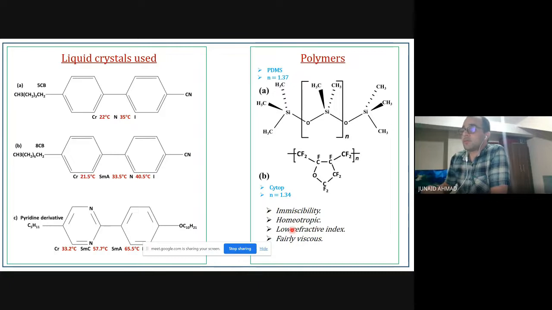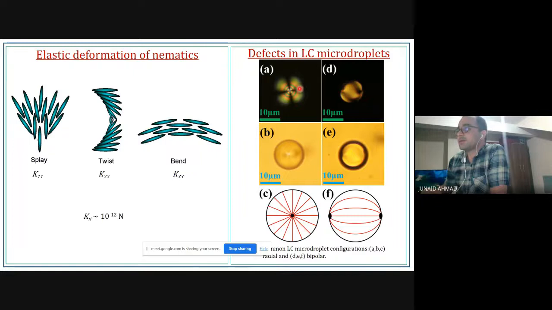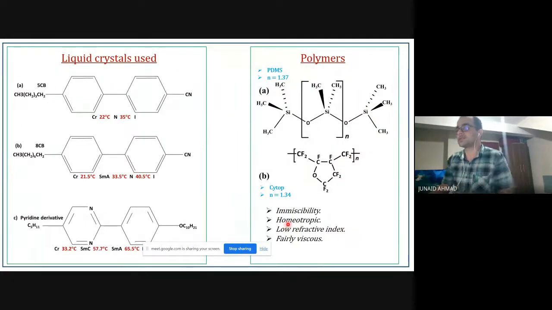At the same time, we wanted homeotropic anchoring because we want this defect to be at the center, not at these two positions, because otherwise these two positions result in the loss of light, which we wanted to avoid. That's why we want a homeotropic anchoring polymer, which forces these liquid crystal molecules to orient perpendicular to the polymer, resulting in a hedgehog defect at the center, but not at the surface. At the same time, it has to have a low refractive index, and it should be fairly viscous so that the droplets don't move here and there so easily.